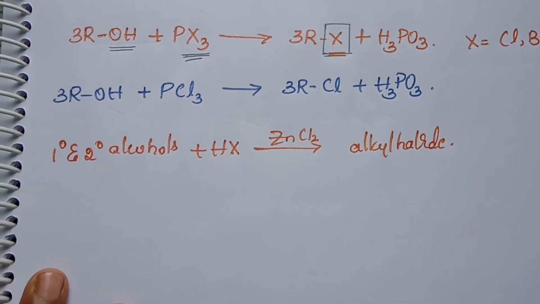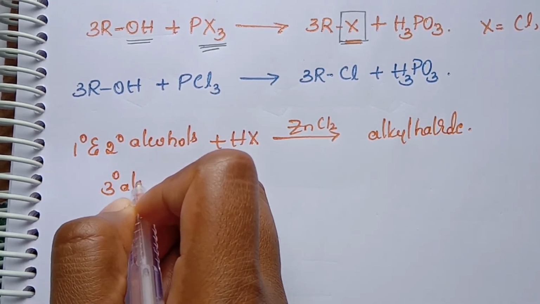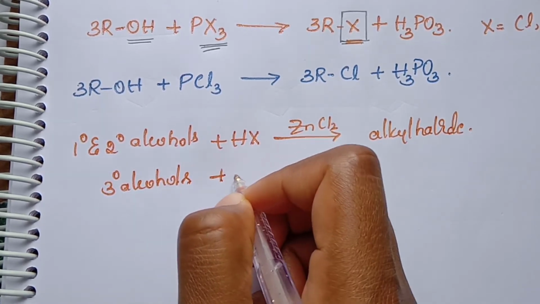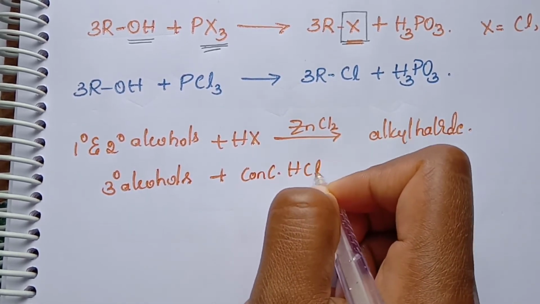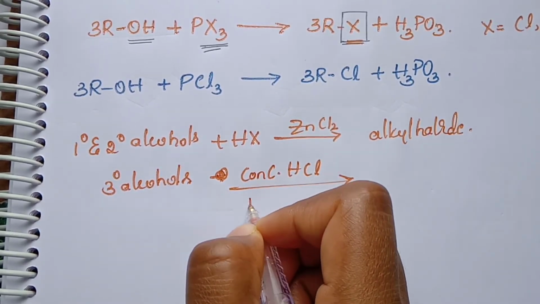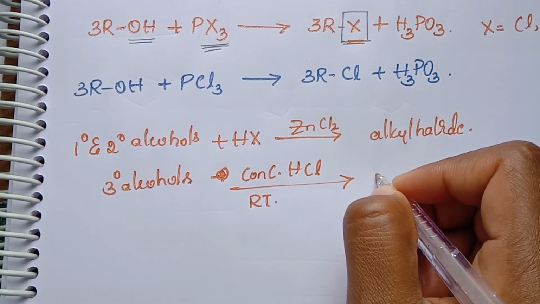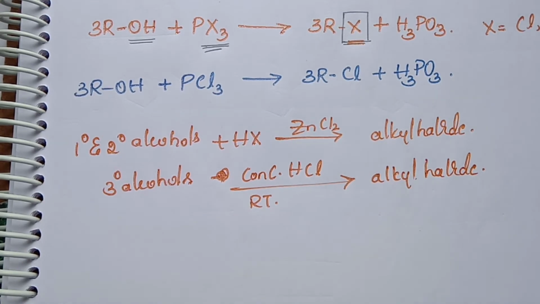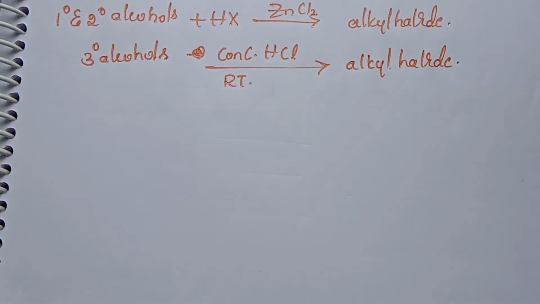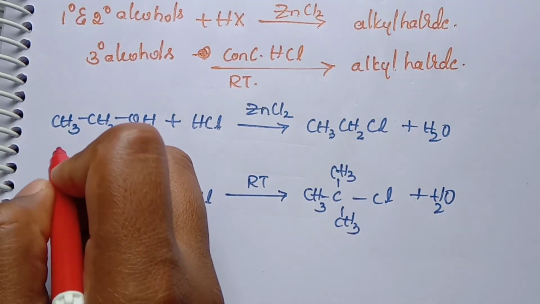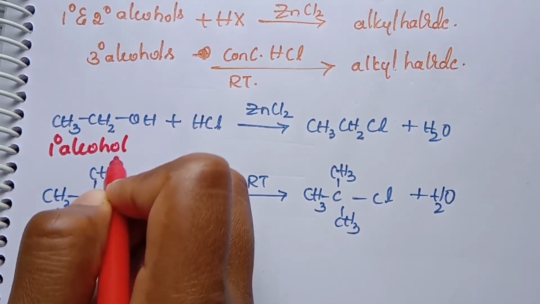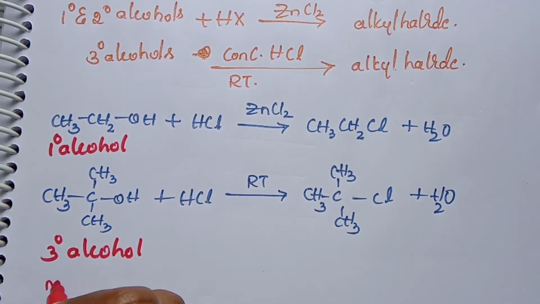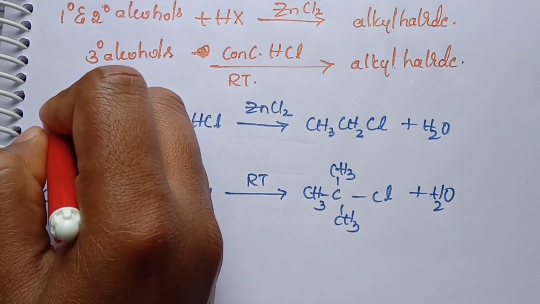But in the tertiary alcohols, it is simply shaking with concentrated HCl at room temperature. Then only they form the product. I will show you through the reactions. This is a primary alcohol, less reactive. This is a tertiary alcohol, more reactive.